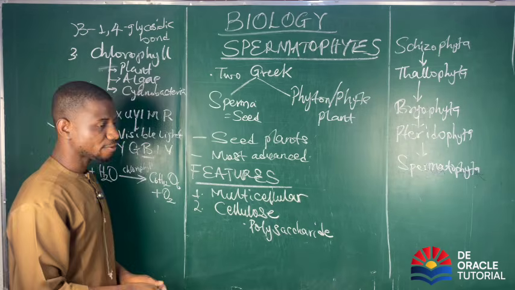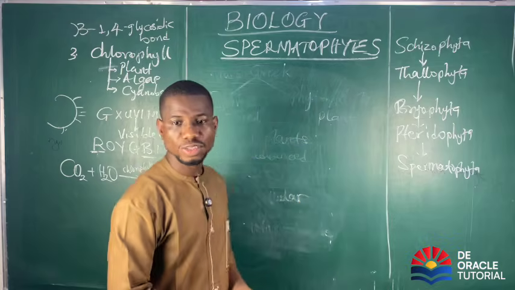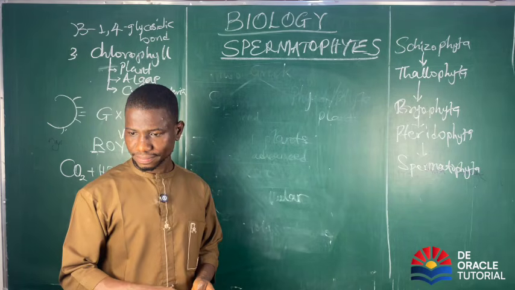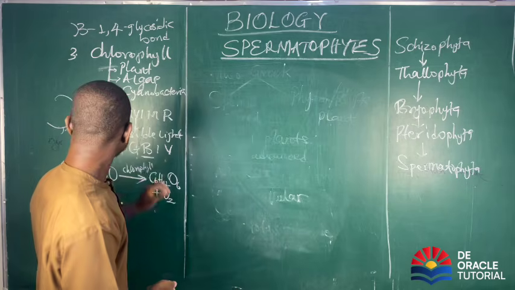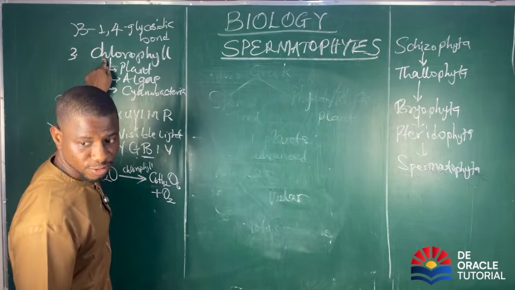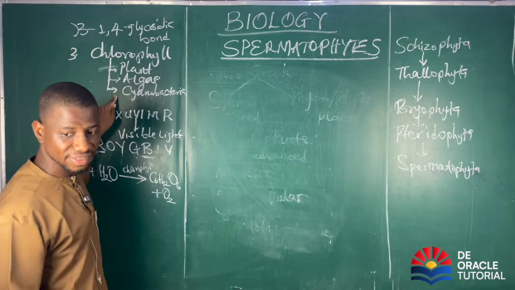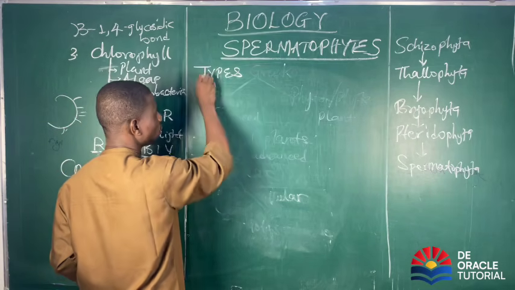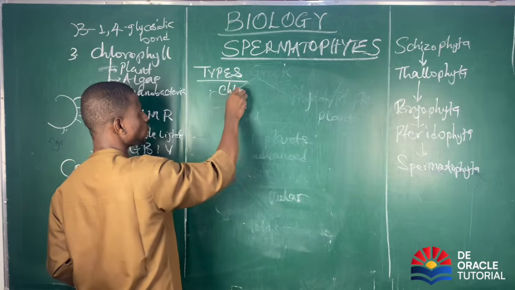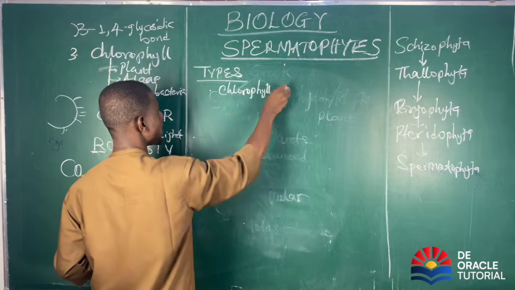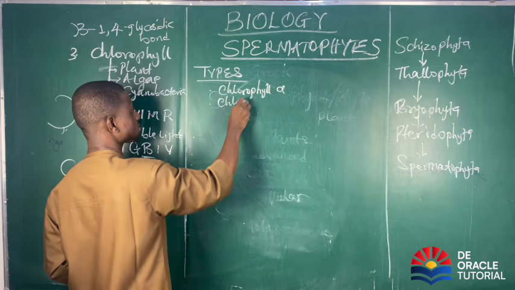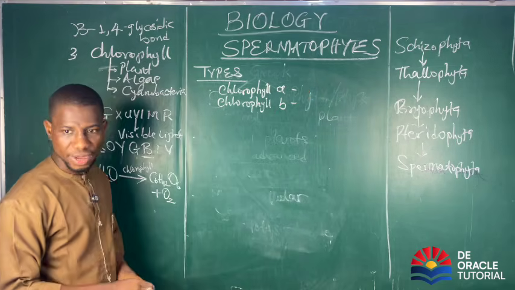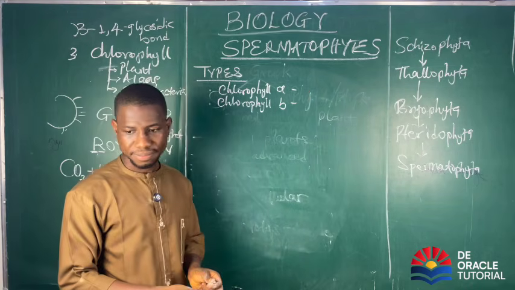Exactly. Now let's look at the fourth point. The next point we're going to look into is that we have different types of chlorophyll. Remember we said that they contain chlorophyll, hence they can photosynthesize, and this chlorophyll is present in plants, algae, and cyanobacteria. Are you with me? We have chlorophyll A and chlorophyll B. So take note of that. Does that make sense to you?